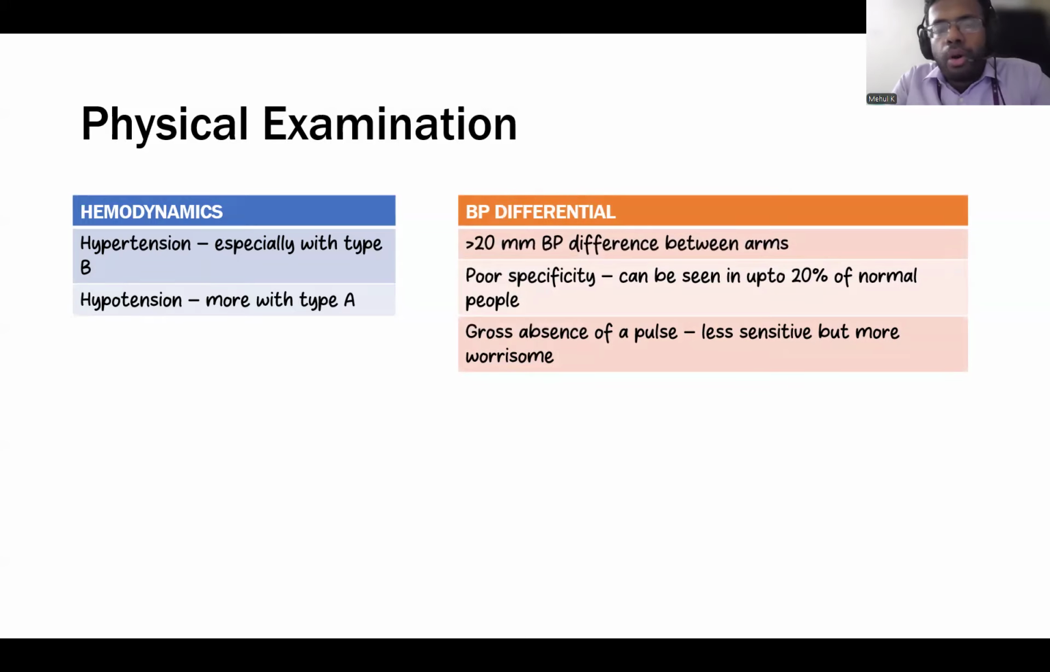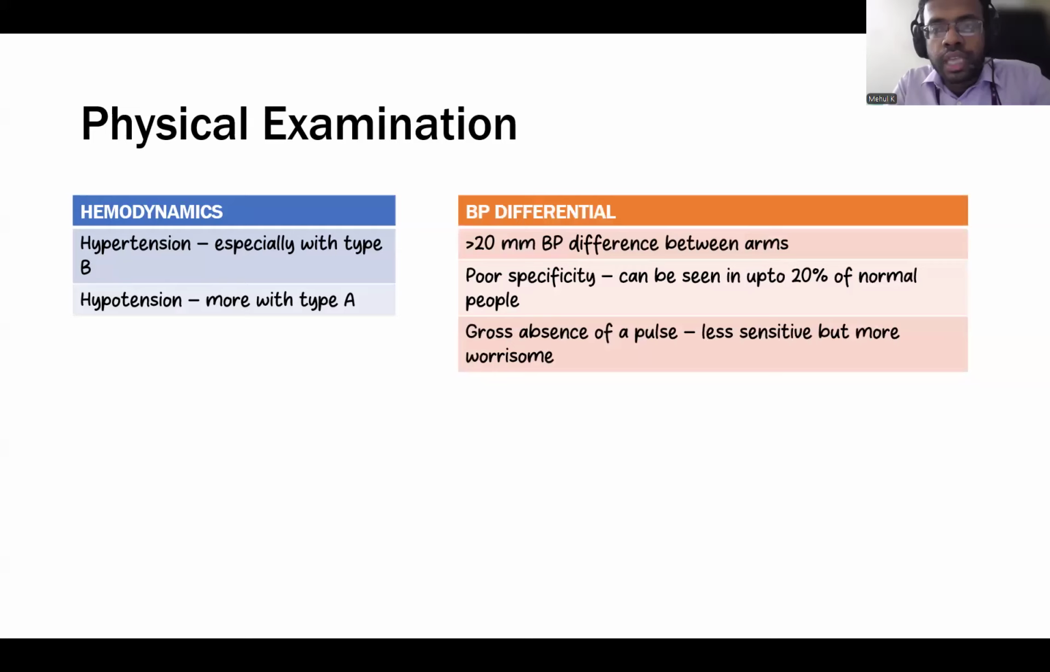So a more than 20 systolic blood pressure difference between your arms is considered significant. The problem with this is that it is not very specific and can be seen in up to 20% of normal people also. Gross absence of a pulse is less sensitive, but it is more worrisome for an actual dissection.